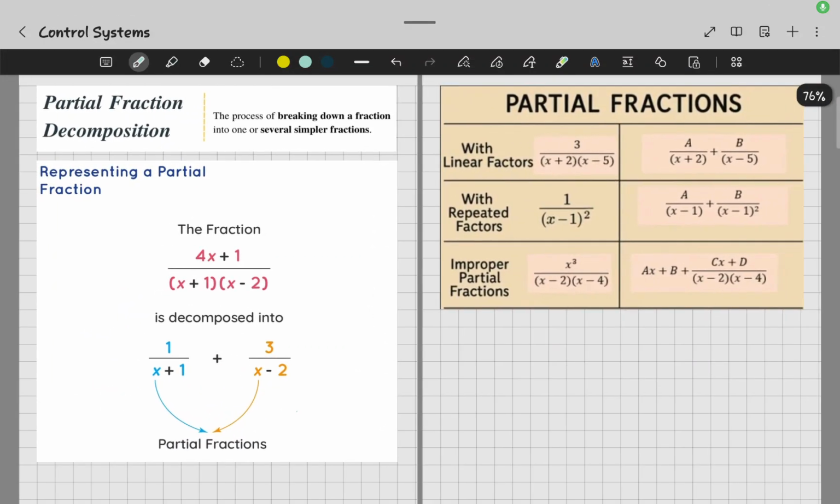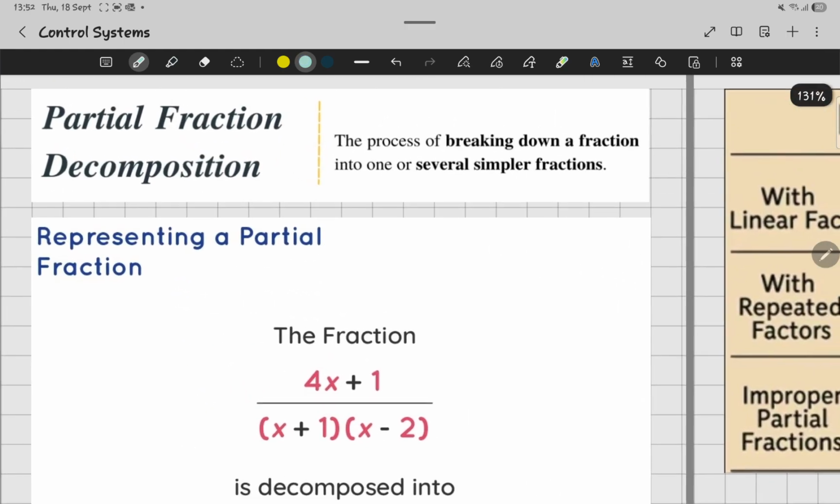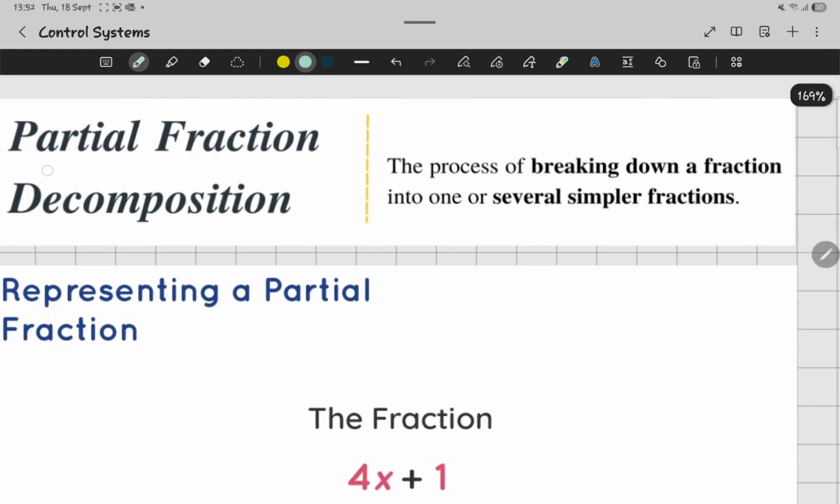Hey guys, so this is what we're going to see. We're going to see what a partial fraction is. The partial fraction, or in simple terms, the decomposition of a fraction, is the process of breaking down a fraction into one or several simpler fractions.